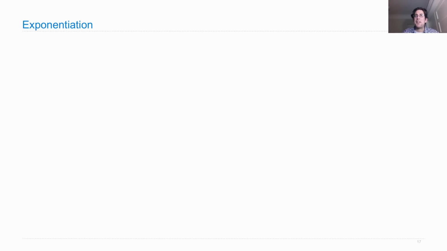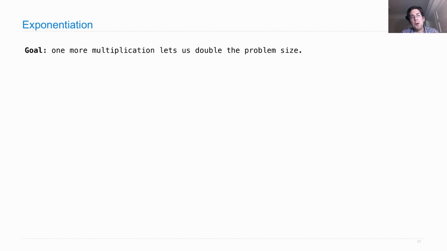We're going to exponentiate. What does that mean? Well, that's raising one number to the power of another number. So here's the goal. We want to exponentiate quickly. We want to use one more multiplication in order to double the size of the problem. How do we do that? Well, we're going to have to come up with an implementation that allows us to exponentiate very quickly.